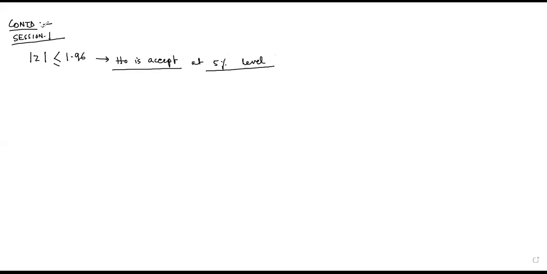So what is the meaning of this? Why is it called a 5% level of significance, and why is this limit called the confidence limit? That I'm going to explain right now. When I write that mod z is less than or equal to 1.96, mathematically it means that the value of z is lying between plus 1.96 and minus 1.96.